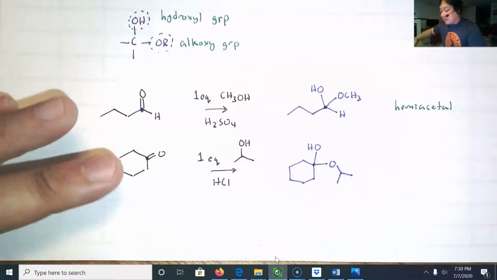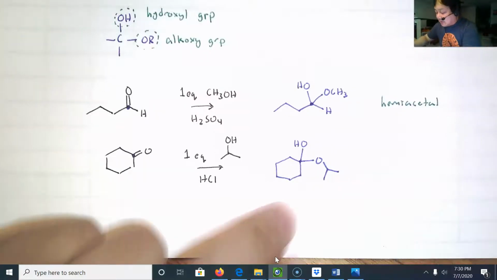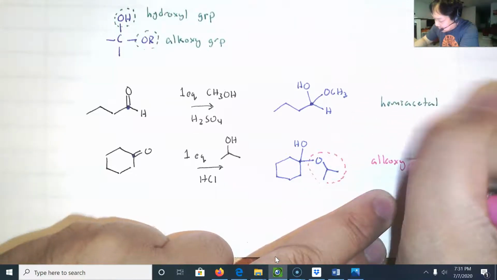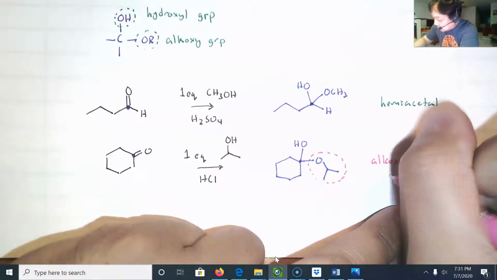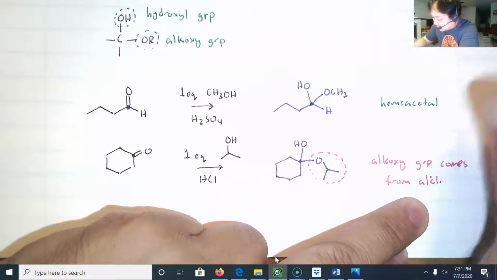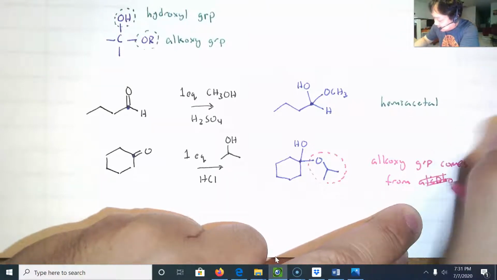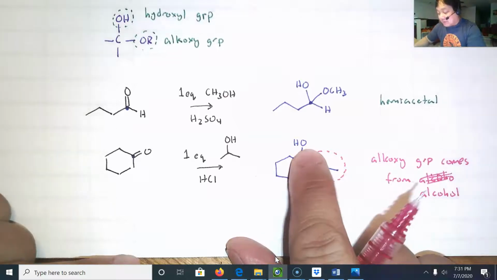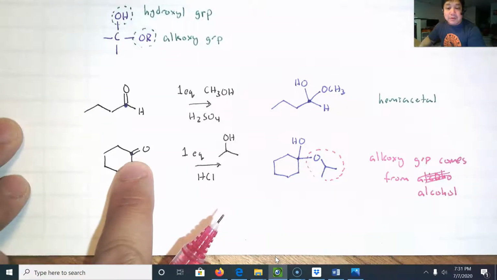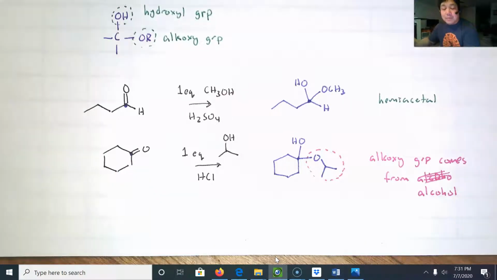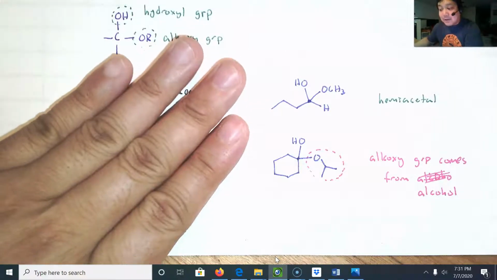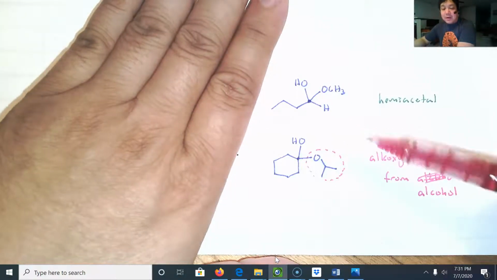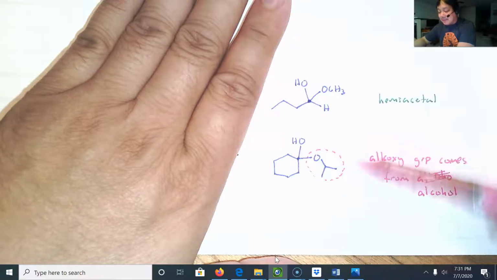So I said something very important that will help us with synthesis later on, that the alkoxy group comes from the alcohol. The oxygen of the hydroxyl group used to be the oxygen part of the carbonyl group. I mention this because what if you want to go backwards? We're going to learn hydrolysis, maybe not in this video, but in the next video, but you can predict now what alcohol and what aldehyde or ketone made these two hemiacetals.